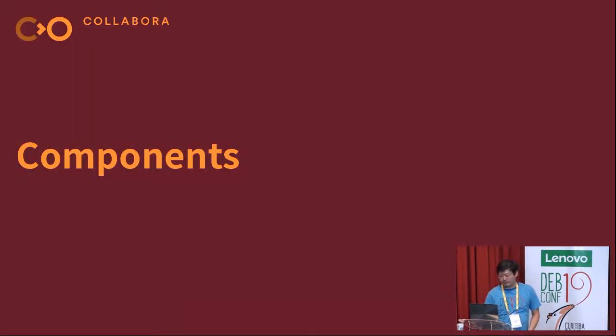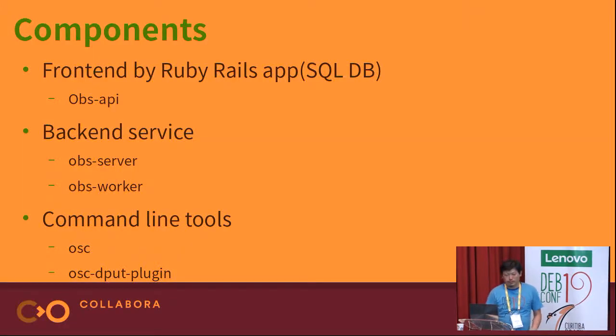Okay, let's talk about the infrastructure components. The whole OBS is not just one package. It's actually a whole infrastructure, including the server side to store all the packages, and also the worker. The OBS worker is the building node. You can add more nodes in the cloud. So you have multiple nodes. That means you can build many packages in parallel at the same time.